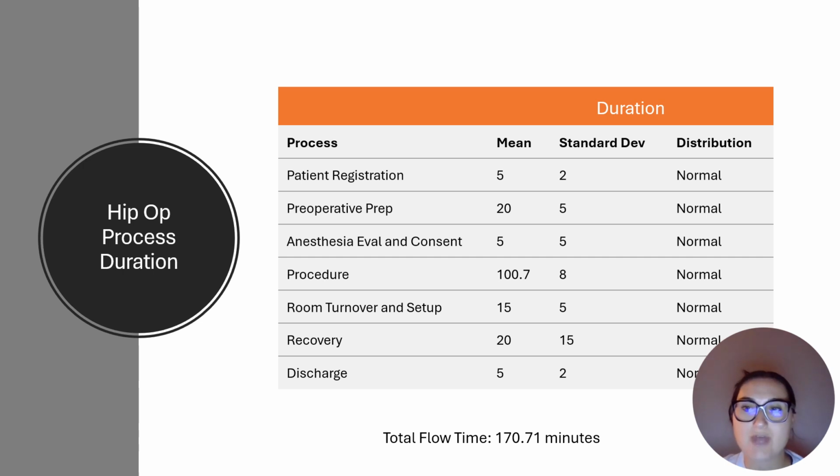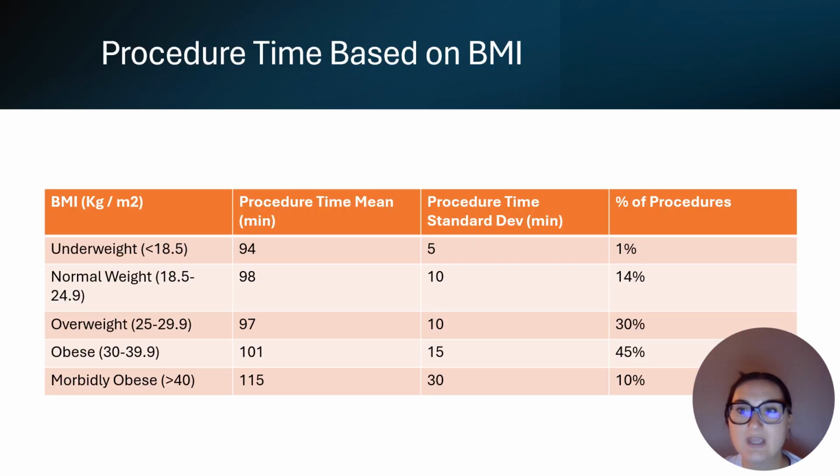This chart shows the total HipOp process and duration for the entire time frame that patients are involved, including the steps before and after surgery: patient registration, pre-op prep, anesthesiology, eval and consent, procedure, room turnover and setup, recovery, and discharge. An important factor to procedure time is the parameters based on a patient's BMI. There is a large percentage of obese and morbidly obese patients, which is leading to a longer procedure time.